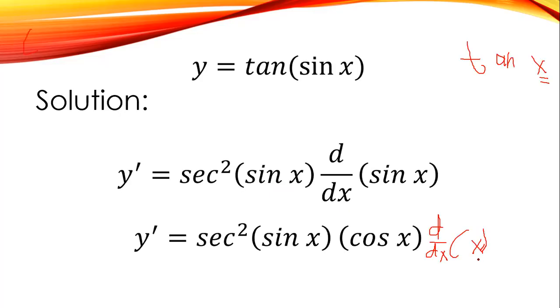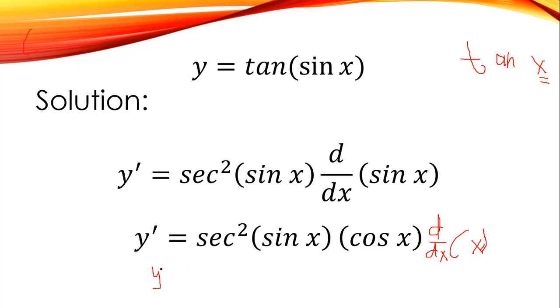So therefore, the answer here is, wait, that's not it. Y prime is equal to, when we arrange this, this is cosine x, and then sec squared sine x. So now this is the derivative of tangent sine x. So that's it, that is how easy it is to solve the derivative of trigonometric functions.